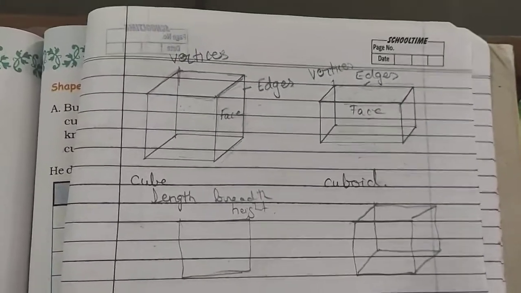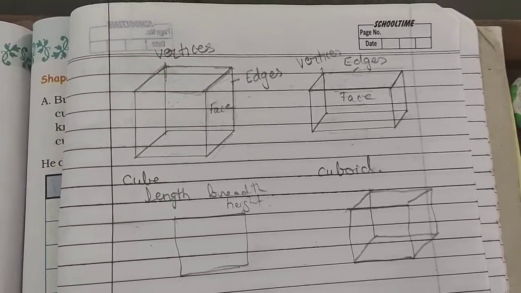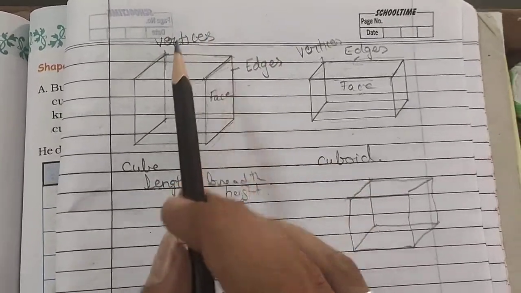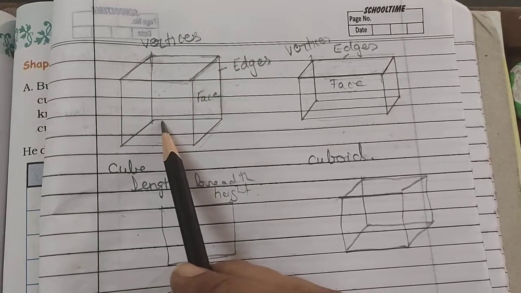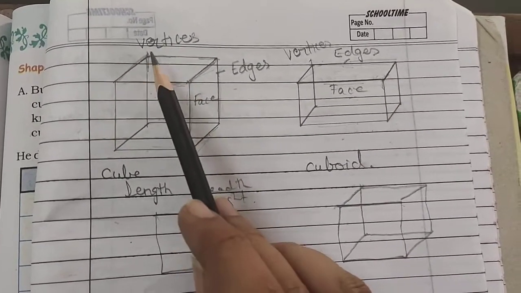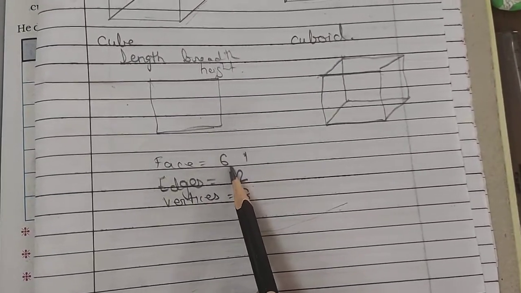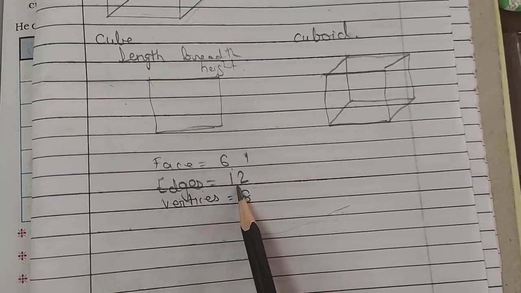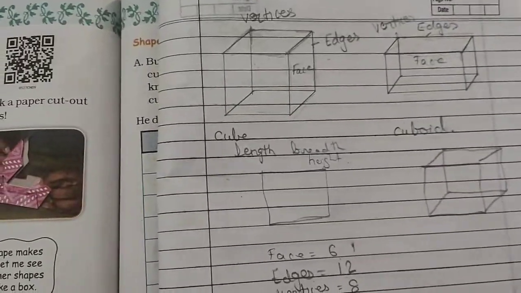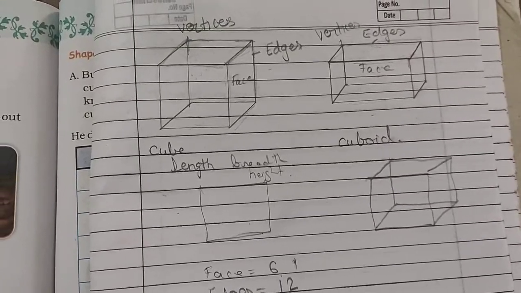So students, when you are writing this chapter lesson, first in your notebook give the heading of the lesson, boxes and sketches. Then draw a cube, then draw a cuboid, then name its parts: vertices, edges and faces, and write down how many. How many faces are there in a cube? 6 faces. How many edges are there in a cube? 12 edges. And how many vertices are in the cube? 8 vertices. So this was an introduction about the lesson.